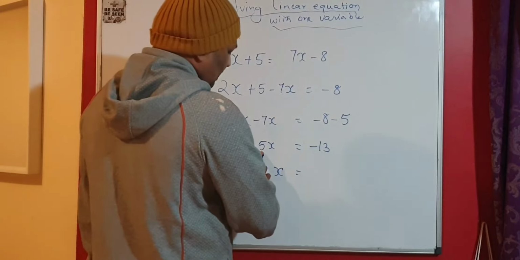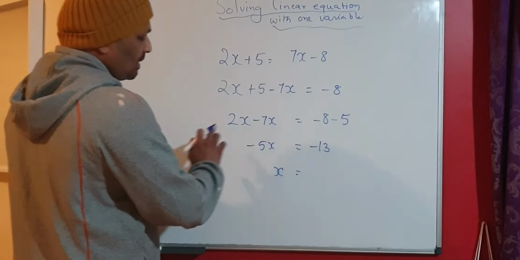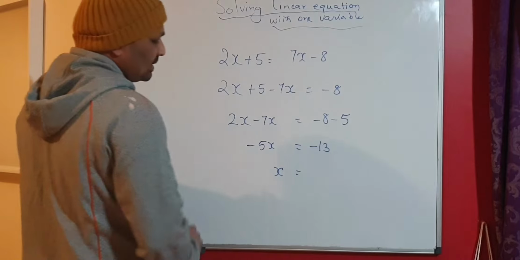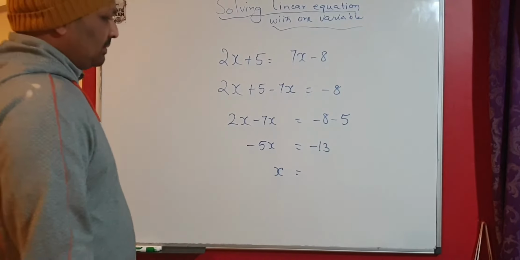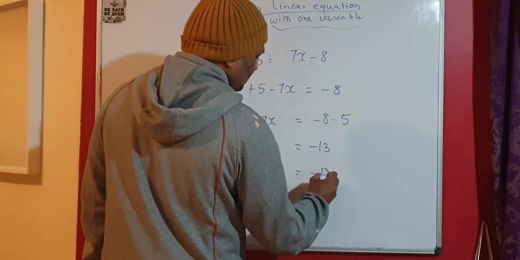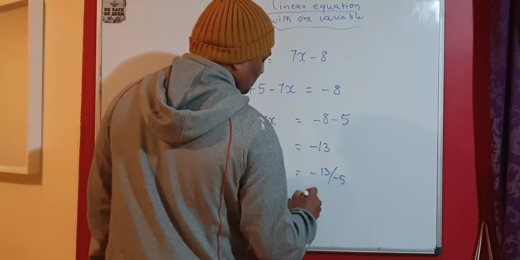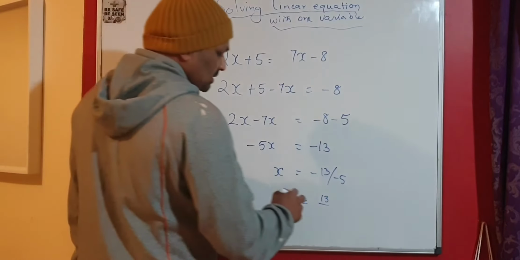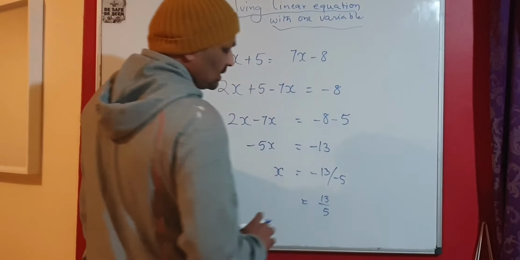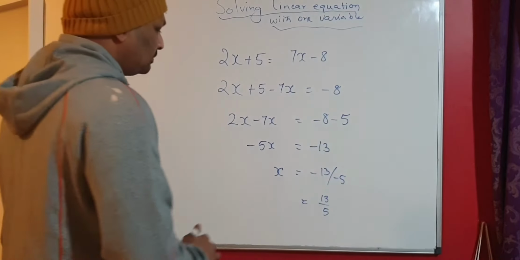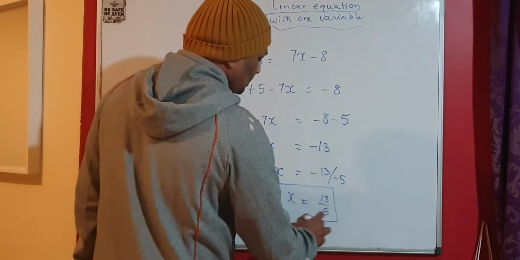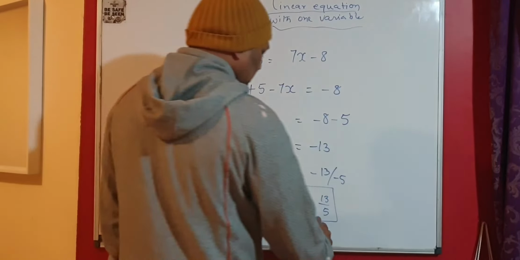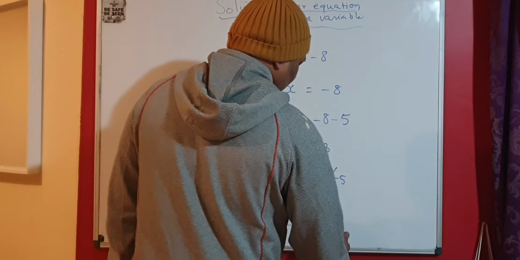Okay, so in the very next step, you have to take minus 5 to the other side of the equal to symbol, because minus 5 is something that is multiplying x on the left side. Minus 13 by minus 5, which is equal to 13 by 5, because minus by minus is equal to plus, so that way both the minus gets cancelled and x is equal to 13 by 5. Okay, that is an improper fraction, and if you convert it into mixed, it becomes 2 3 by 5.